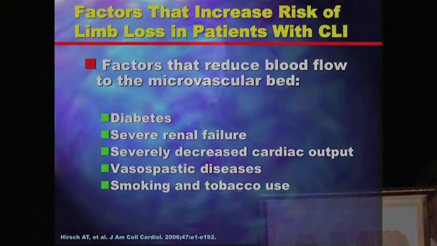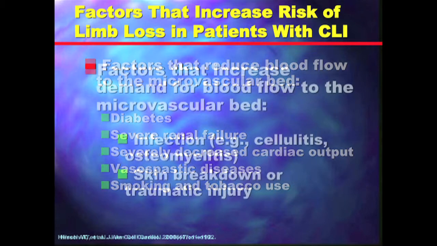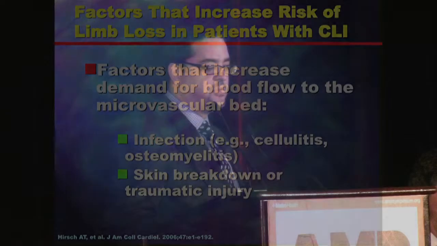What factors increase the risk of limb loss in patients with CLI? Diabetes, severe renal failure, patients with severely decreased cardiac output, those that have congestive heart failure with low EF, patients with vasospastic diseases, including Raynaud, and of course, those who smoke. What other factors? Factors that increase the demand for blood flow in the areas of microcirculation, which are infection and skin breakdowns. So that's why we have to include wound treatment and our infectious disease colleagues in the management of these patients.